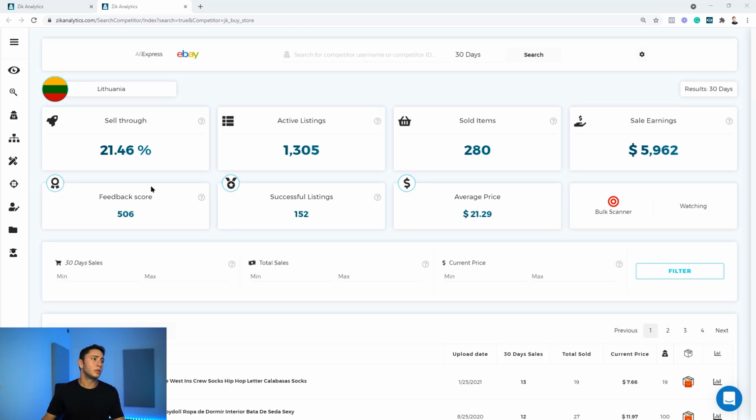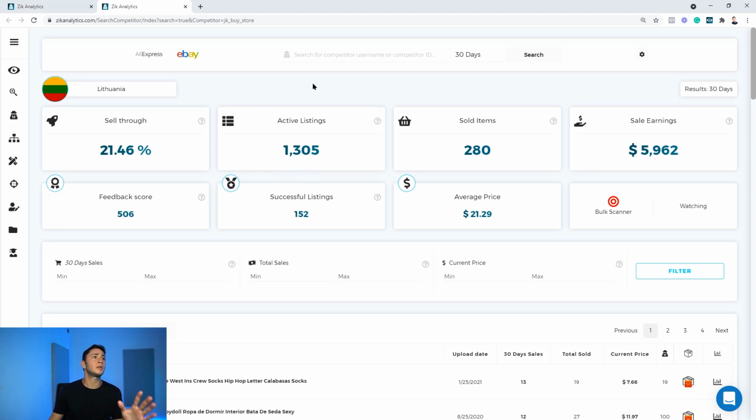We can see here on the Zikkers Analytics competitor research tool all the important statistics: how many active listings he has, how many items sold in the last 30 days, what is his average selling price, what is the revenue he generated in the last 30 days, the sell-through rate, the feedback score. And with all these data points, we can assume a lot of things. We can learn a lot of things.